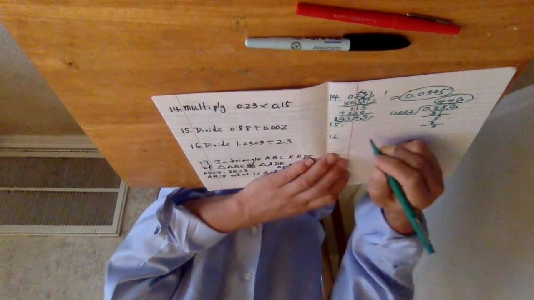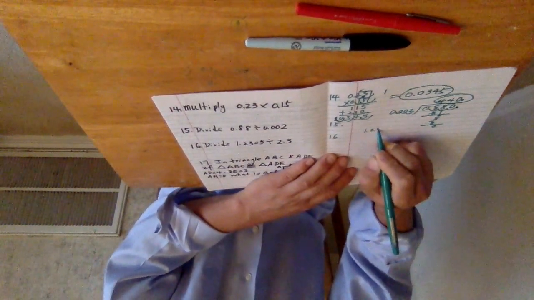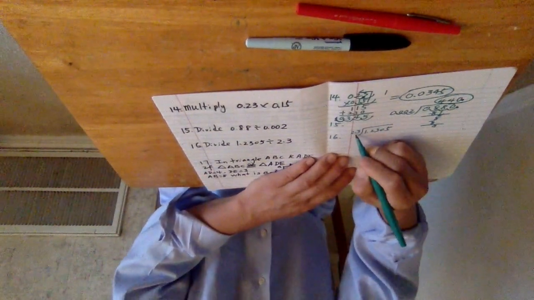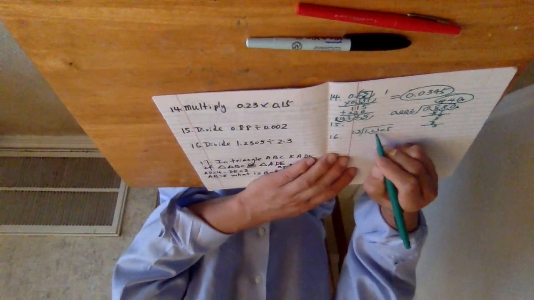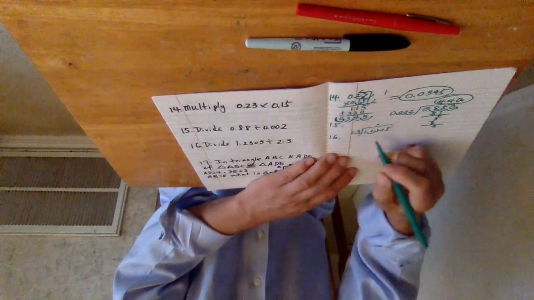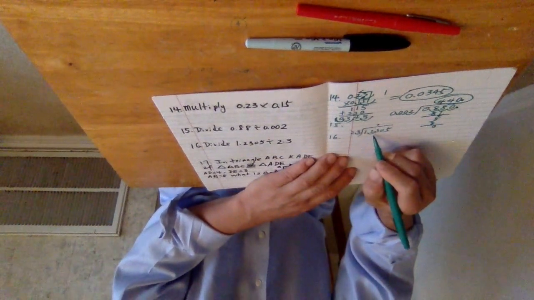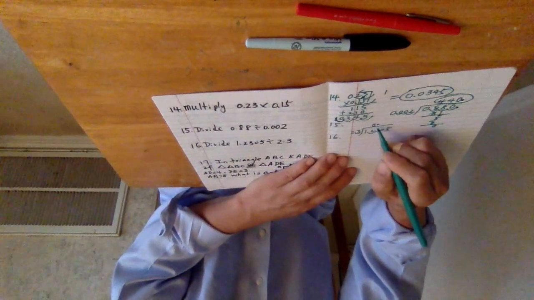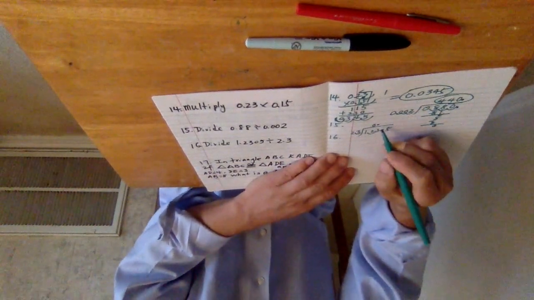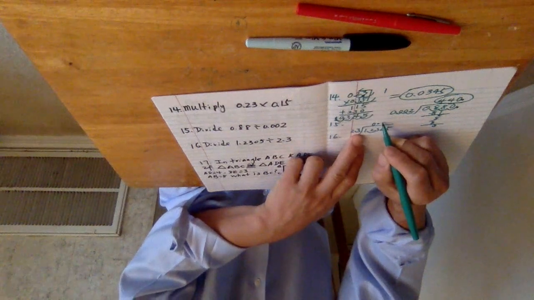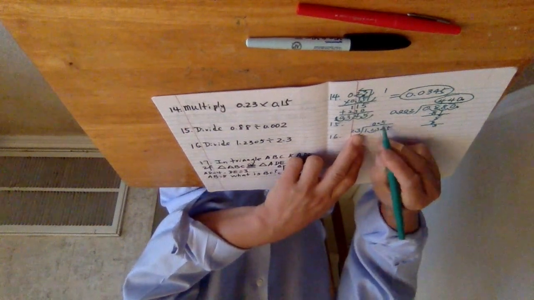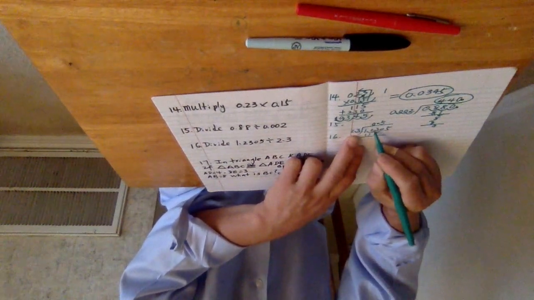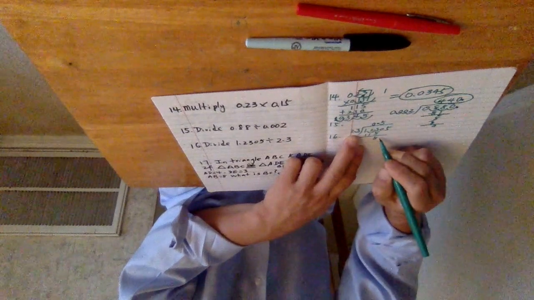Number 16. Divide 1.2305 by 2.3. Move the decimal point 1 place. So the decimal point is right over here. Now 23 cannot go into 12.3, so we put a 0 and a decimal point here. We use the 5 here. 3 times 5 is 15. 2 times 5 is 10, plus 1 is 11. So we have a remainder 8. And bring down the 0.